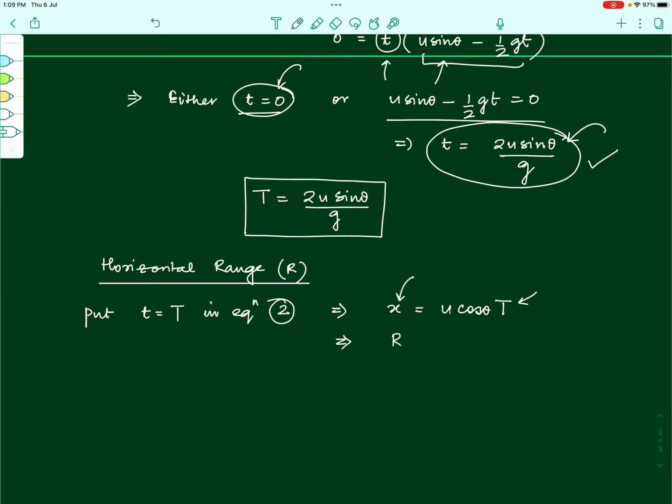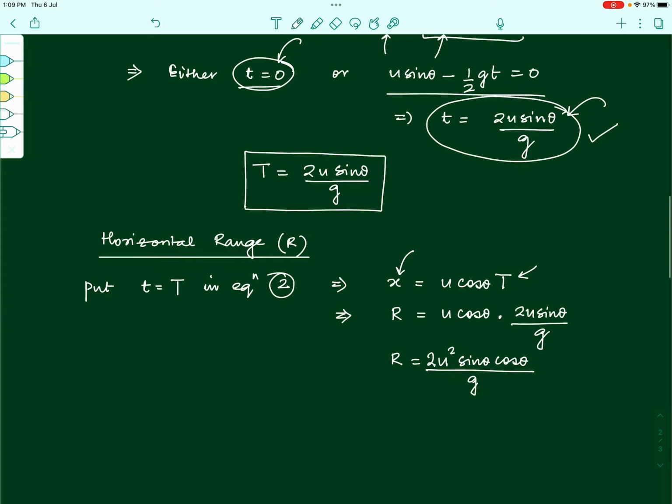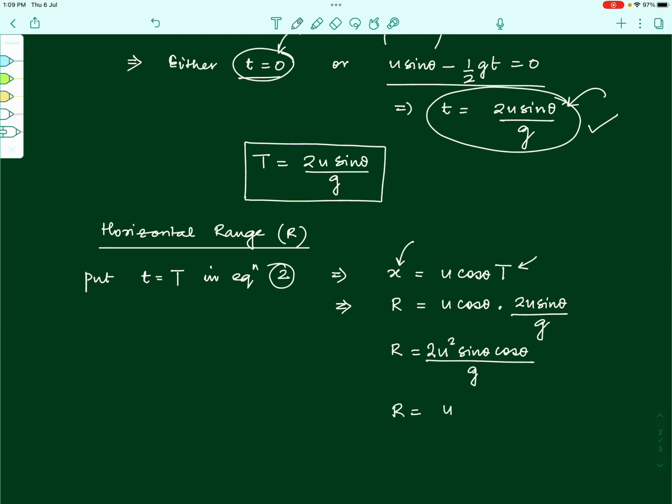So, this gives us R is equal to u cos theta into capital T, the time of flight, we have just now obtained it, 2u sin theta by g. Let us solve it. R is equal to u squared into 2 sin theta cos theta by g. See that this can also be written as R is equal to u squared sin 2 theta by g, because we know that 2 sin theta cos theta is nothing but sin 2 theta. So, this becomes our next formula to be remembered for horizontal range, u squared sin 2 theta by g.